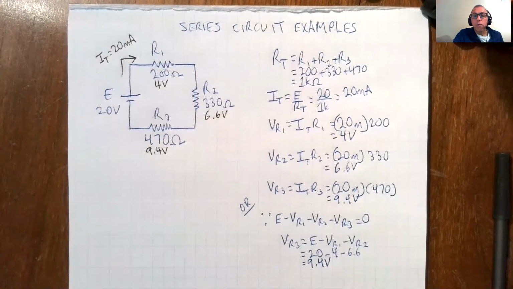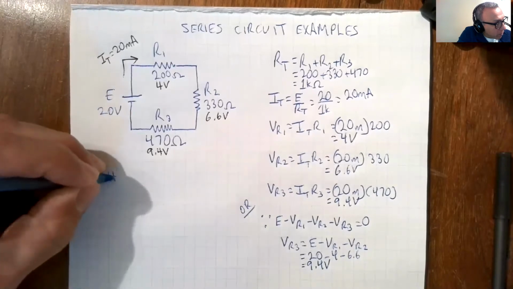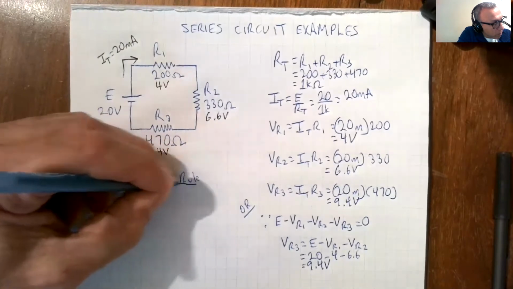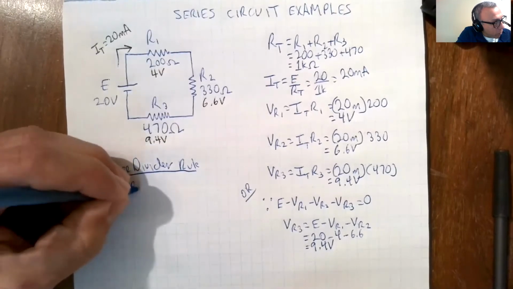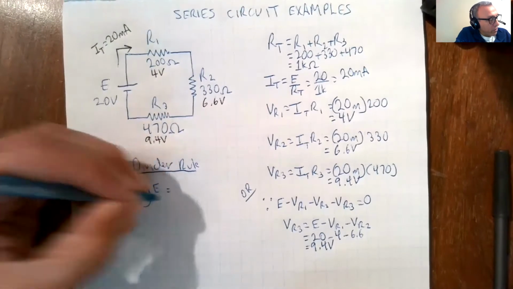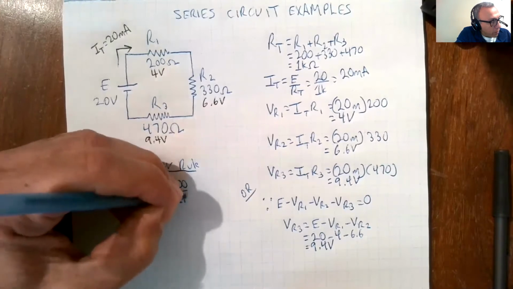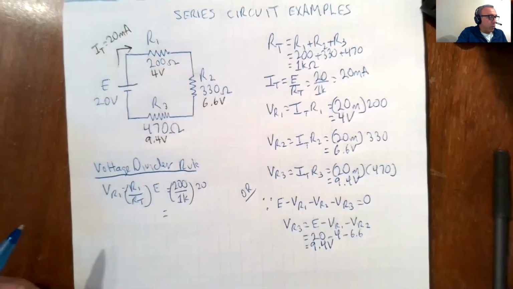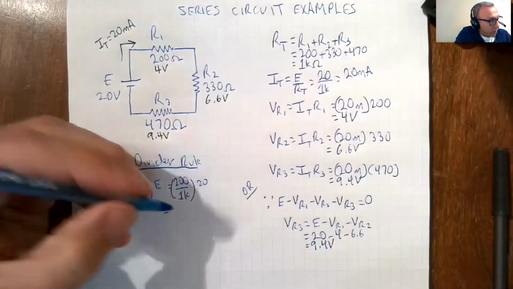So let's do this using the voltage divider rule method. We know that VR1 is equal to R1 over RT times E, which is 200 over 1K times 20. And that would be equal to, well, 200 over 1K is 1/5, and 1/5 of 20 is 4.